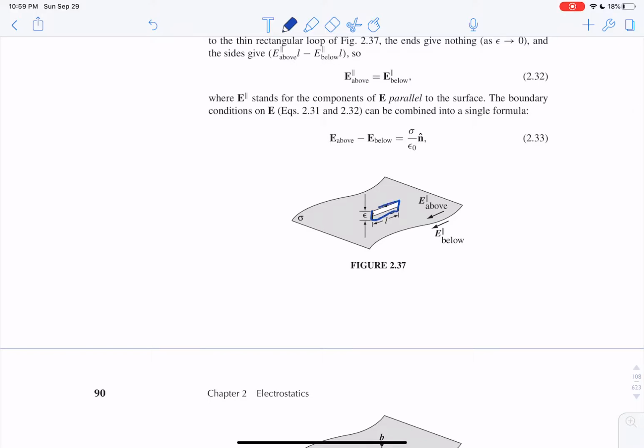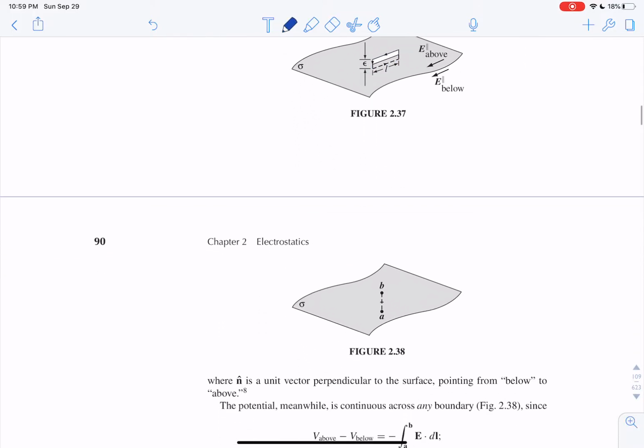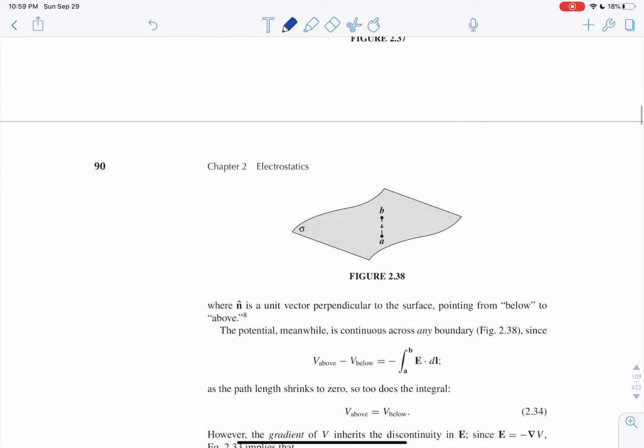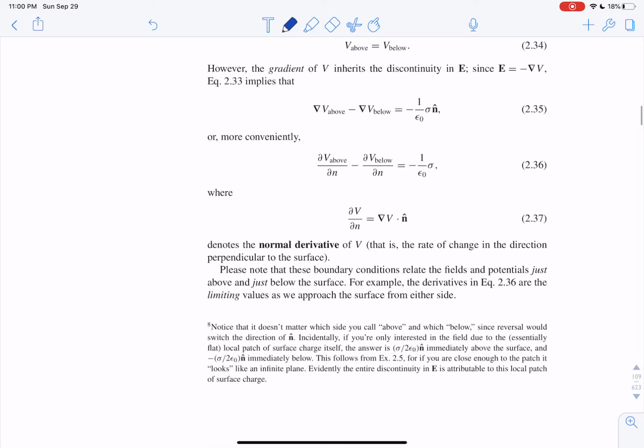So you do a little loop around there. In this case, what he's doing is imagining this to be just a tiny little epsilon thickness just above and just below, trying to imagine what it would be like if you're a little tiny ant walking around. What would your result be? Okay, and so read through this. It's actually really cool.